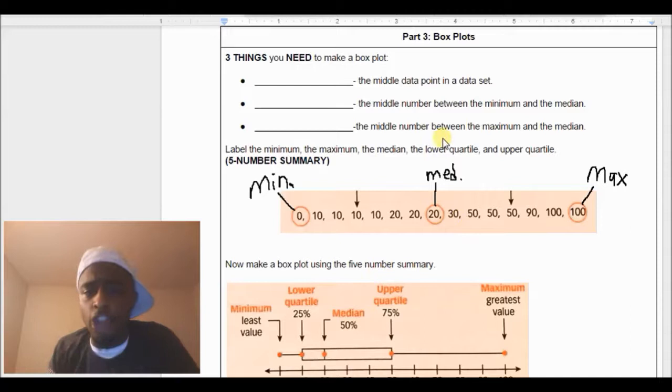All right, next, our lower quartile. So if we were to isolate and look at just the bottom half, the lower quartile is the number that is the median of this set of numbers. So here is our lower quartile. I'm just going to put an LQ for lower quartile. And then here, if we look at our top half of our data set, the middle number here would be 50, and that is our upper quartile. And I'm going to put UQ for upper quartile.